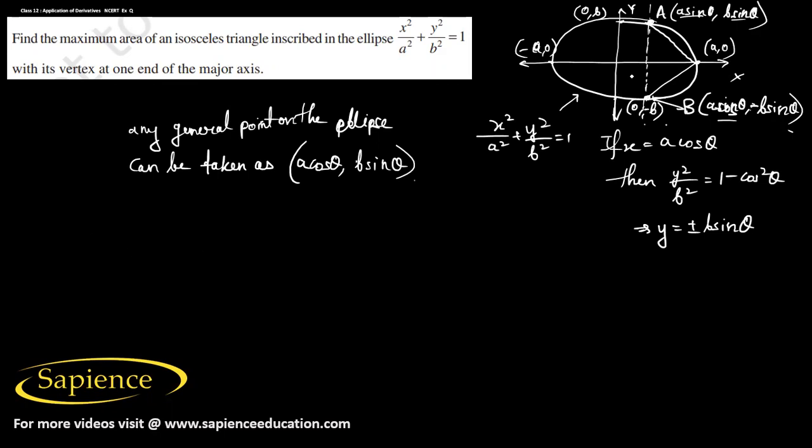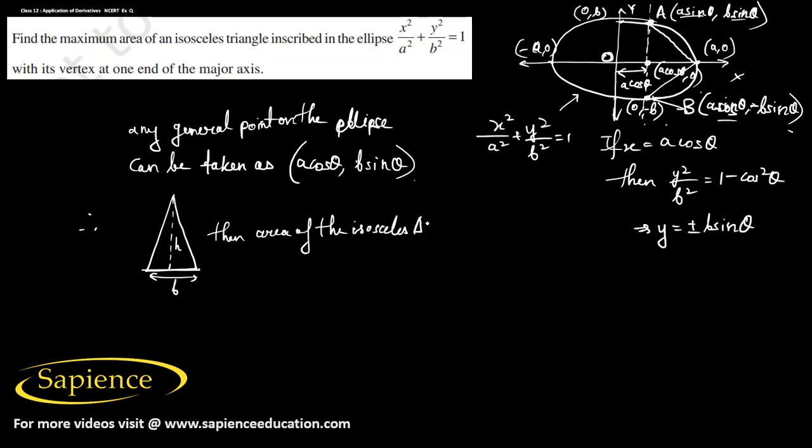So now the maximum area that we have to find. So now this length from the point O, which is the origin, is obviously a cos theta, since this point is a cos theta comma 0. Now if we have an isosceles triangle, suppose the height is h and the base is b, then the area of the isosceles triangle is given as half into base into height. Now here, suppose this point is C, and this point is D, then the area of the triangle ABC will be equal to half into CD into AB.